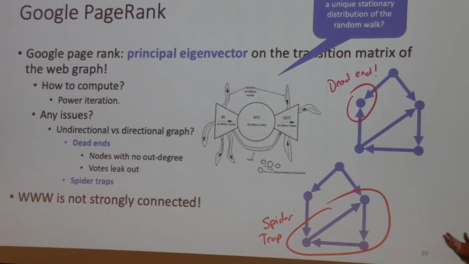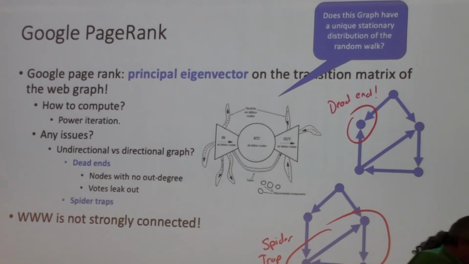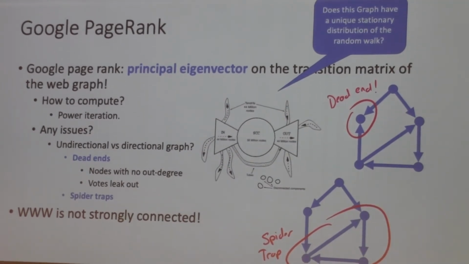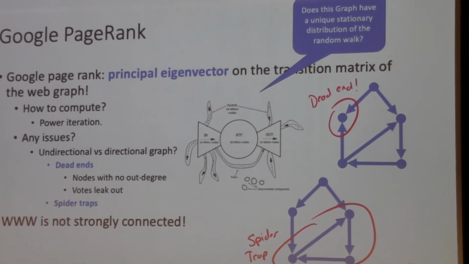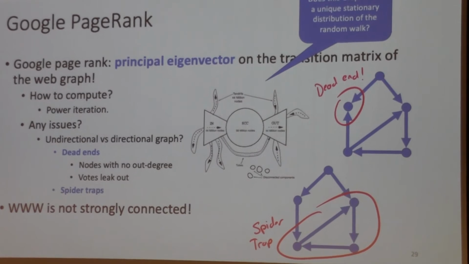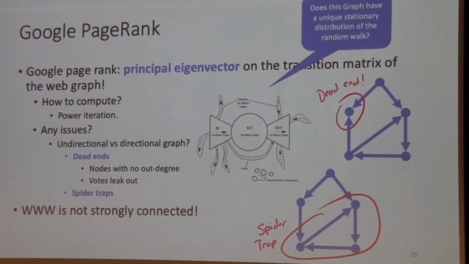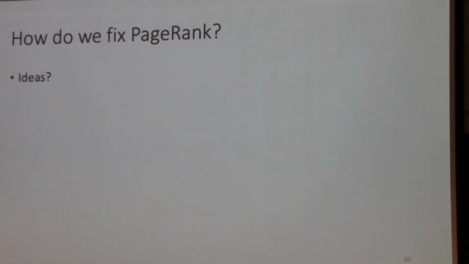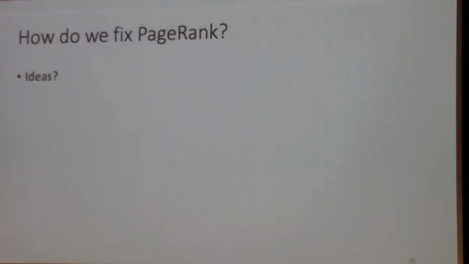Well, the World Wide Web is not strongly connected. Remember, the condition was strongly connected and aperiodic. So this doesn't work, which we already saw before, but here you can see another view. It doesn't work. You have to make it strongly connected. So we have to fix it. So how to fix it?